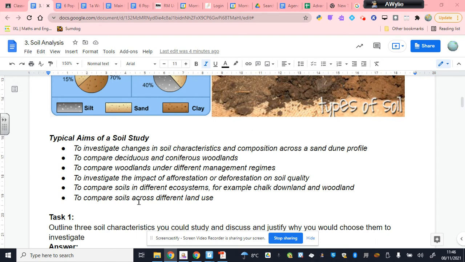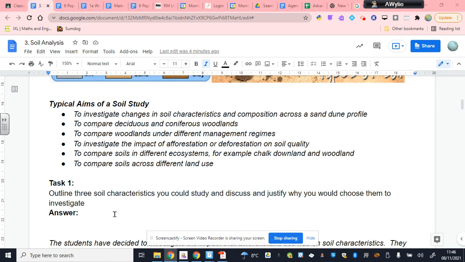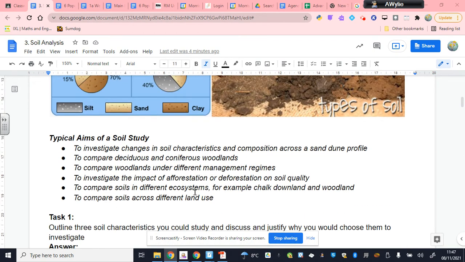And there are all manners of different aspects to soil that you can study. If we actually have a look at the task that you're being asked to consider, you've got to think about a soil characteristic that you could study, and then you've got to discuss and justify why you would want to investigate it. So these might be the aims of a soil investigation, but the actual characteristic of the soil, for example, its organic content or its moisture content, so how wet is the soil, or how deep is the soil, or how acidic is the soil? Is it mainly an alkaline soil or is it very acidic?